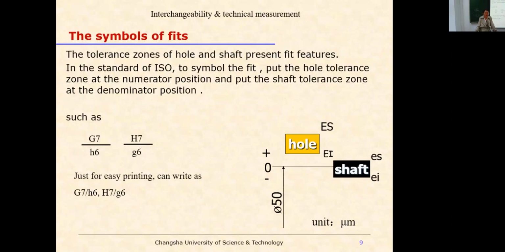So in the ISO standard, for the symbol of the fit, the hole tolerance goes at the numerator position and the shaft tolerance goes at the denominator position, like this one, G7/h6. So G is for the hole, right? And the small h is for the shaft. So for easy printing, you can write it like this.